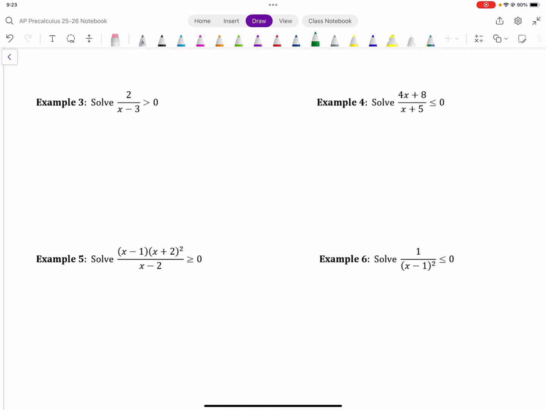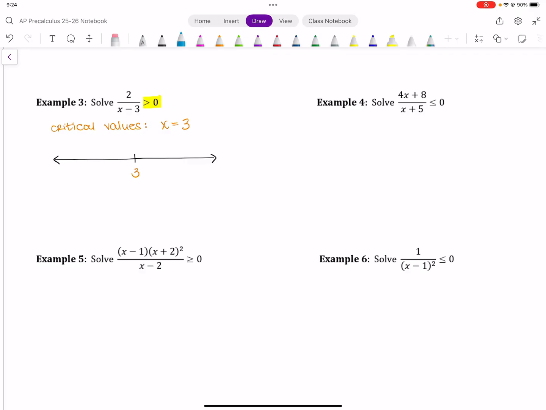So up next, we have example 3, which is slightly simpler. So we already have 0 by itself. We have a singular rational function. So we can start out by identifying our critical values. There is no critical value from the numerator, and we get x equals 3 from our denominator. So that means our sign chart is only going to have one value, and so we'll only have two intervals to test and see where we are greater than 0.